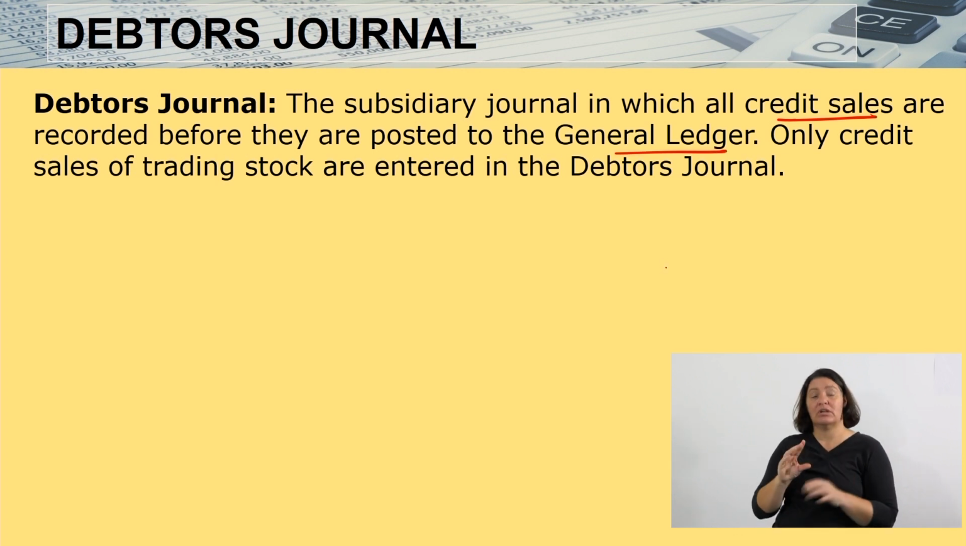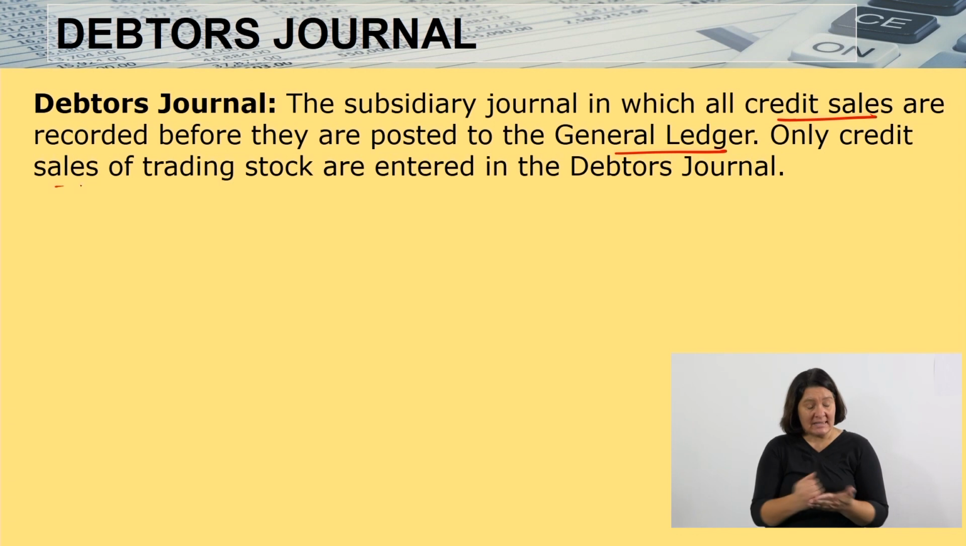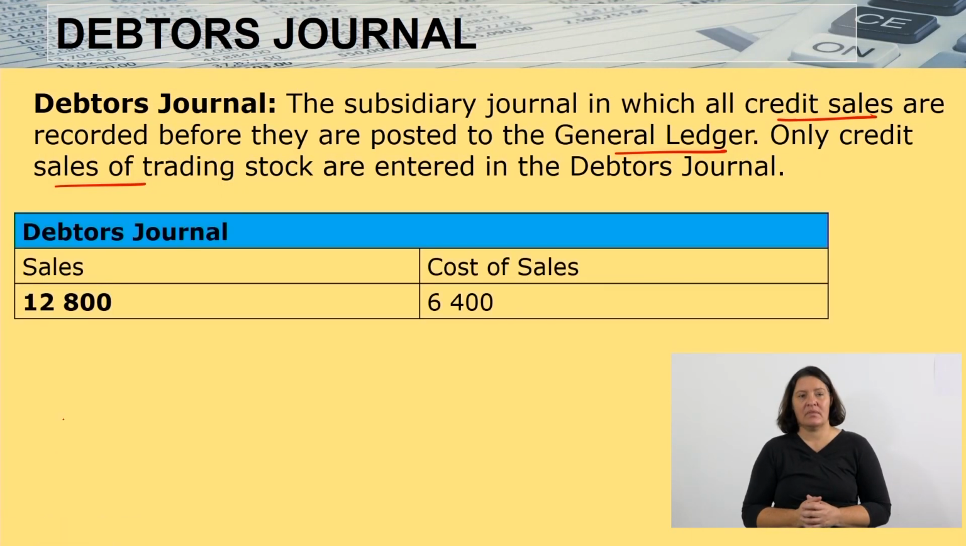Remember, in this lesson, I'm focusing on the general ledger and I am preparing the debtors control account. Only credit sales of trading stock are entered in the DJ. Therefore, cash sales will not be recorded in the debtors journal. Only credit sales will be recorded. Let us then see how our DJ looks. Here is the debtors journal.